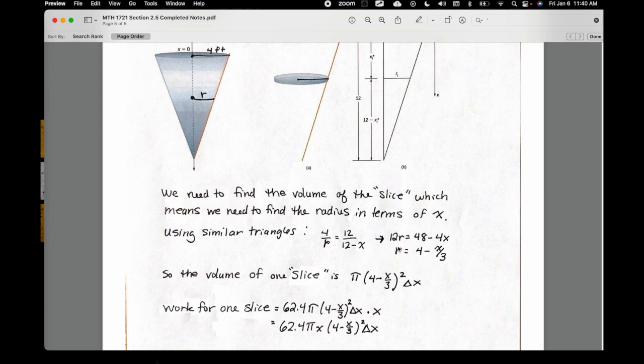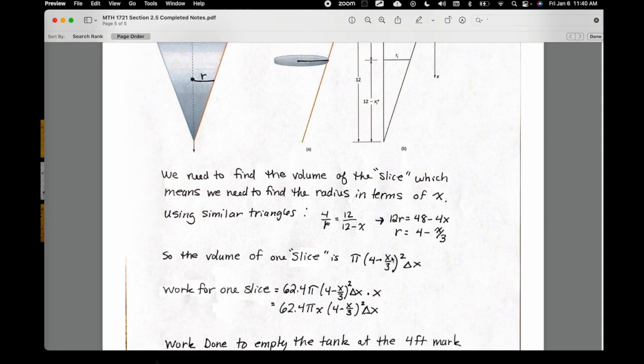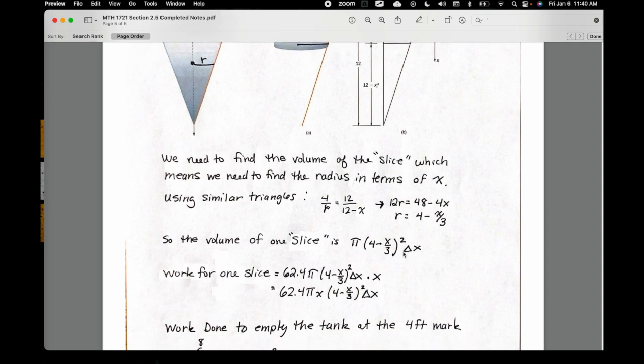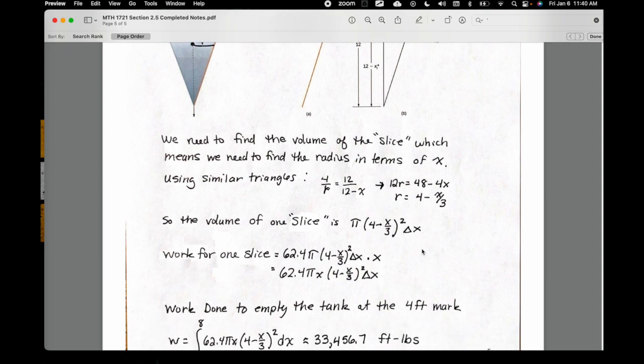So I set up the similar triangle and solve for r. So now we have what the radius is when the depth is x, starting from the top down, when the distance is x, this will be the radius. So to find the volume of our slice then, since our slice is a disk, we're going to do pi r squared. So here's pi. Our radius is (12 minus x) over 3, and we're going to square that. And then to get the thickness of the slice, we use our delta x. So here's the volume of our slice.